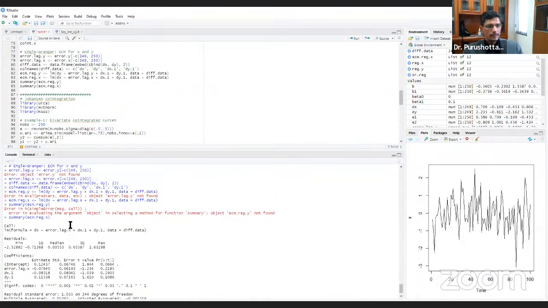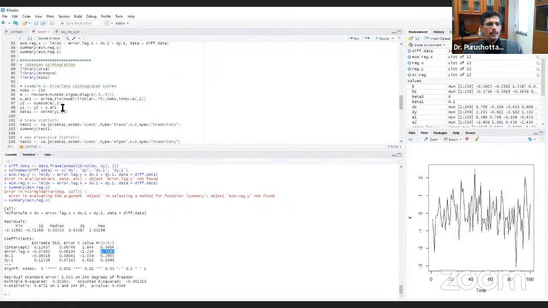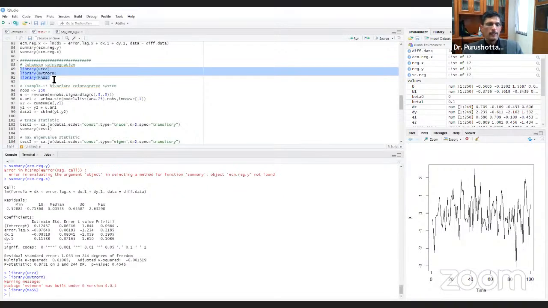Let's see that this error correction term, though it is negative, is not significant. Okay. Again, Johansen cointegration. This is again on this randomly generated series.